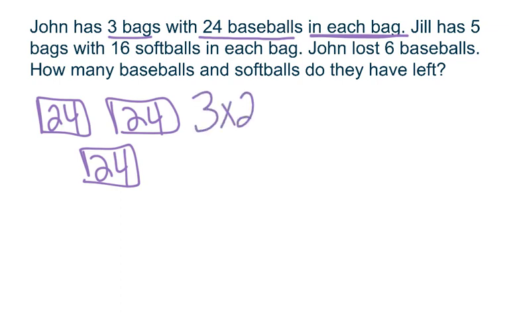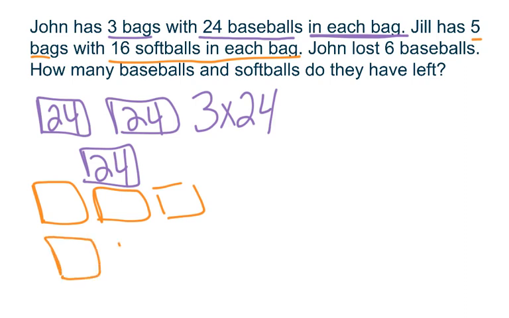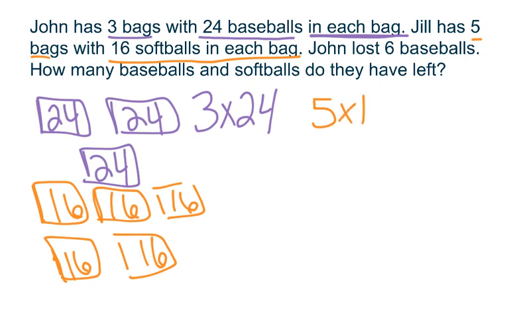3 times 24. Now, I go on to my problem, and it says Jill has 5 bags with 16 softballs in each bag. So if I had 5 bags for Jill, and she had 16 in each bag, and I wanted to know how many softballs she had, I would be multiplying 5 times 16. Then it says John lost 6 baseballs. If you lose something, we have to subtract it.